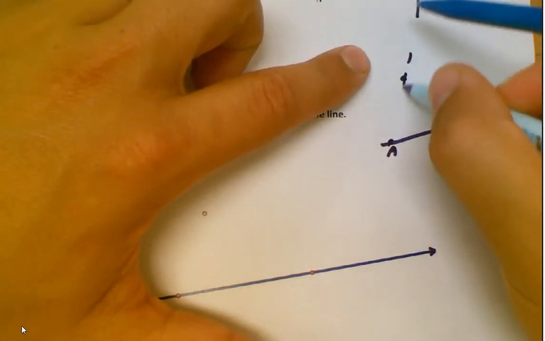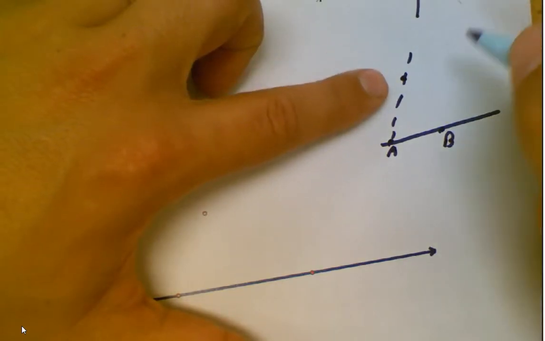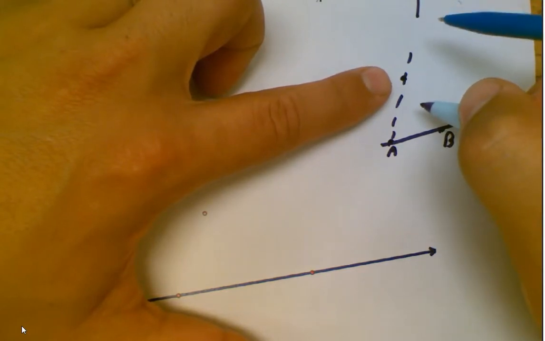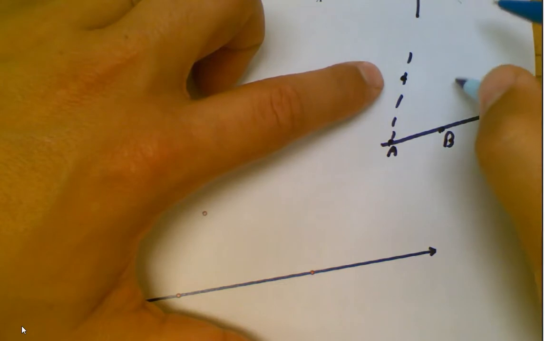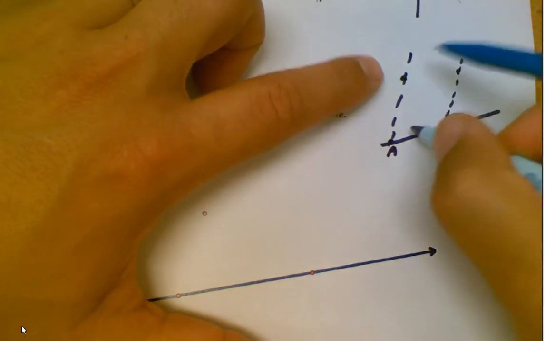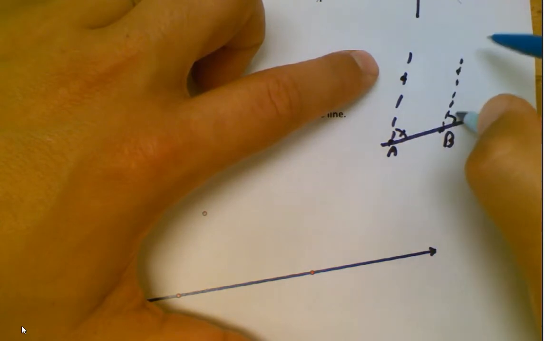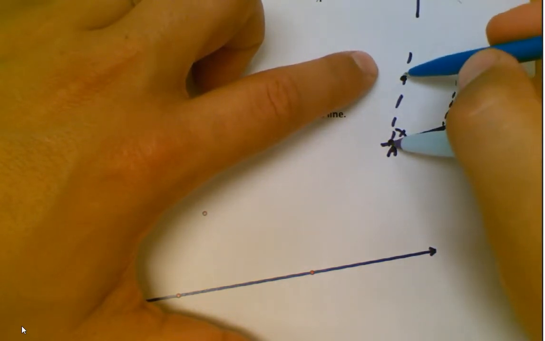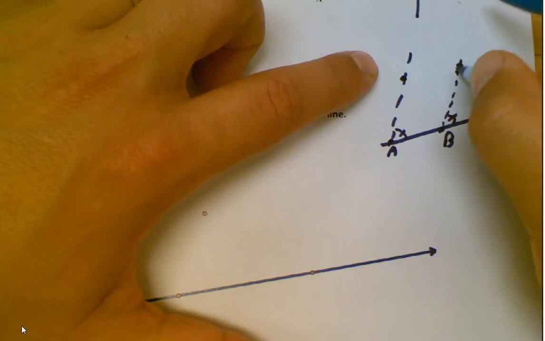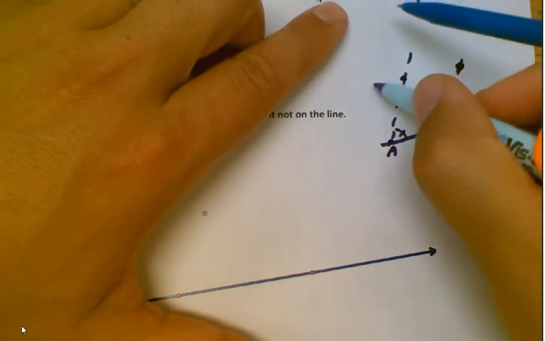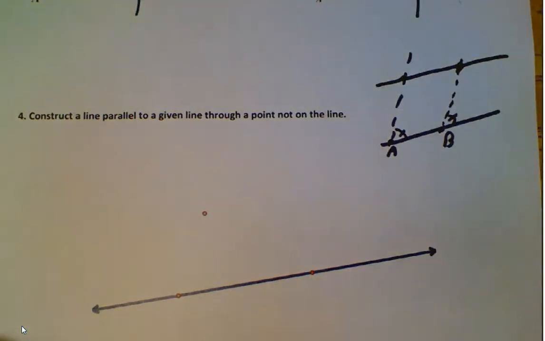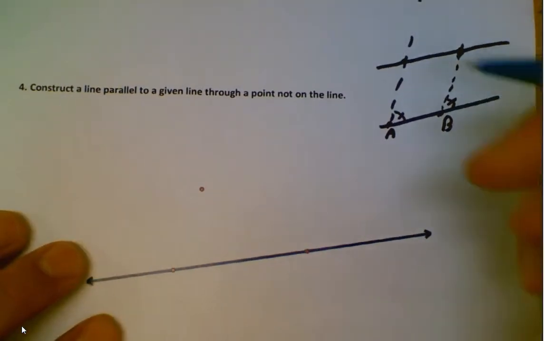So if I think about that angle, what I could do is copy this angle and make another angle over here, so I've got the same angles here and here. Then I measure this and copy the point over there. If I did that right, when I connect these two points, they'll be parallel. So that's the way I'm going to do this construction.